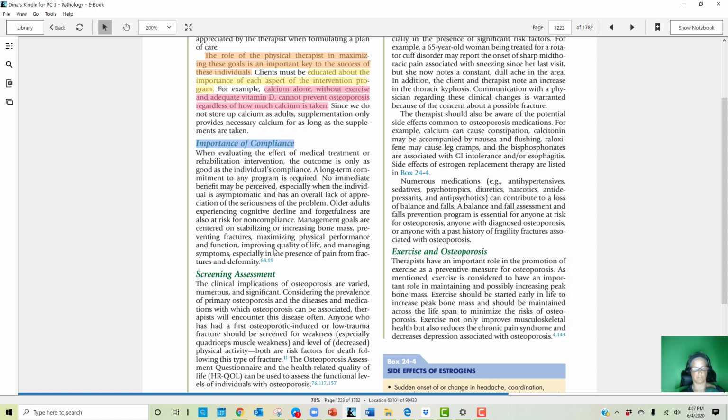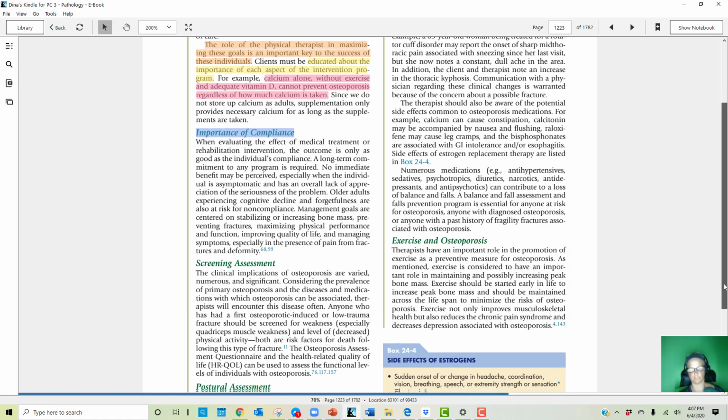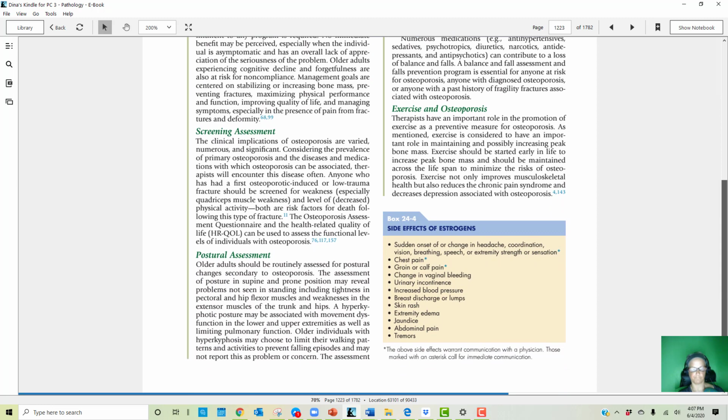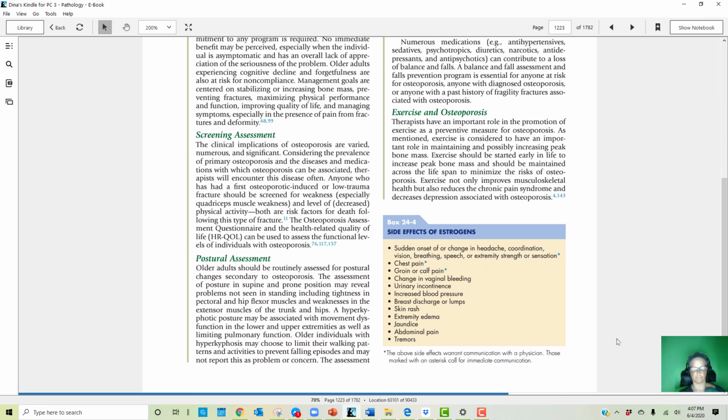Screening assessment. The clinical implications of osteoporosis are varied, numerous, and significant. Considering the prevalence of primary osteoporosis and the diseases and medications with which osteoporosis can be associated, therapists will encounter this disease often. Anyone who has had a first osteoporotic-induced or low trauma fracture should be screened for weakness, especially quadriceps muscle weakness, and level of decreased physical activity, both are risk factors for death following this type of fracture.